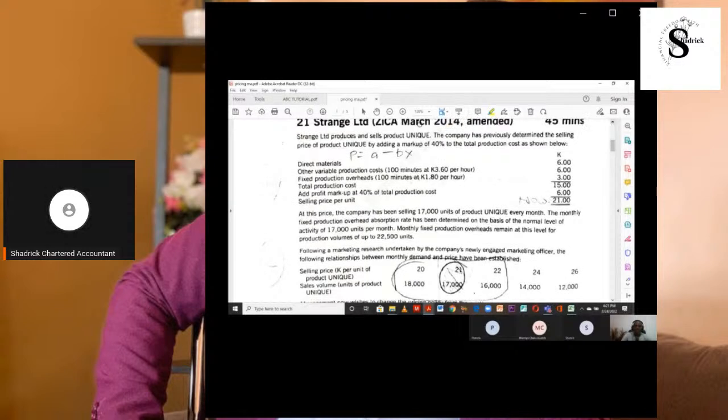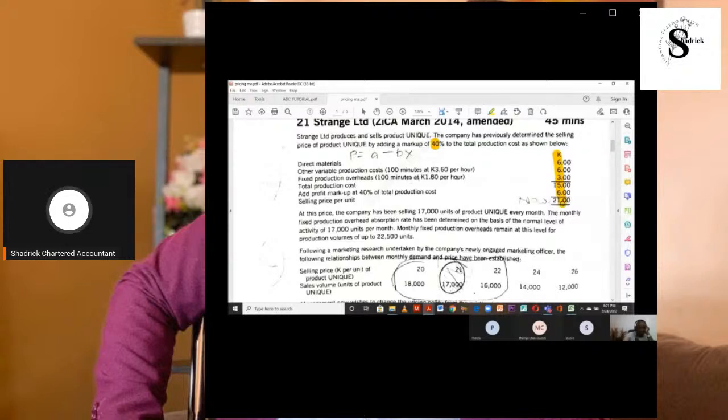So, Strange Limited produces and sells product Unique. The company has previously determined the selling price of product Unique by adding a markup of 40%. We don't care about the markup. I think we've talked about this one quite a lot today. The total production costs are shown below. We don't care.